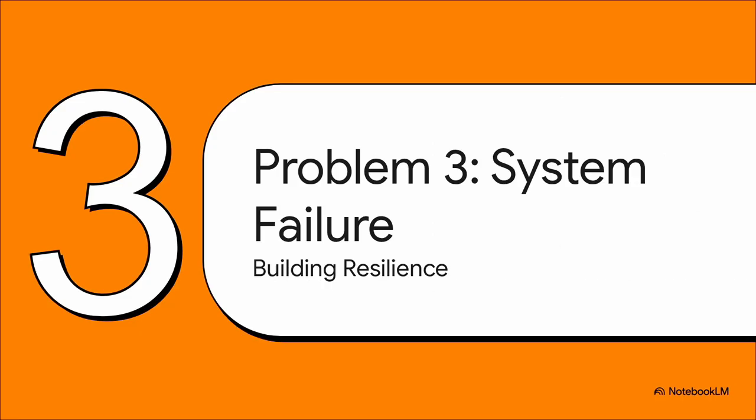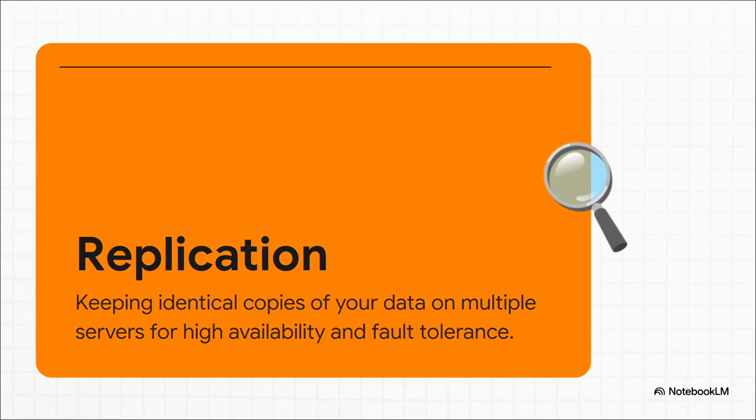Okay, let's get to our final challenge, which is all about planning for the one thing you can be absolutely certain of in any complex system. Things will break. It's inevitable. Hardware fails, networks go down. A truly good system isn't one that works perfectly all the time. It's one that's resilient when things go wrong. Our main defense against total failure is called replication. It just means we don't keep only one copy of our data.